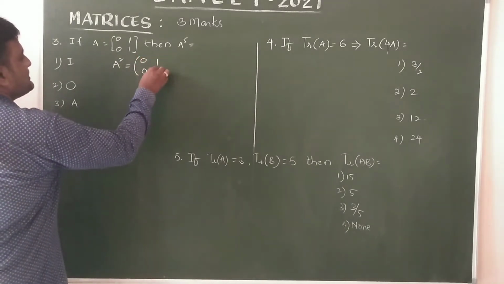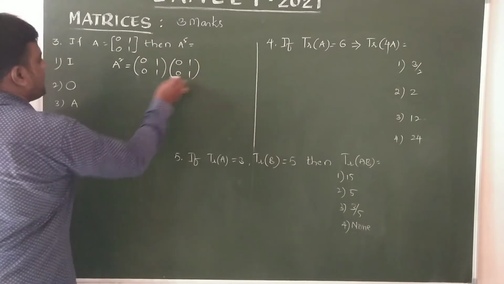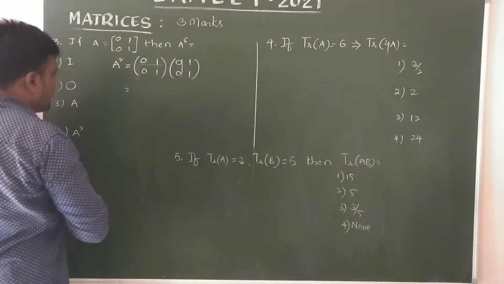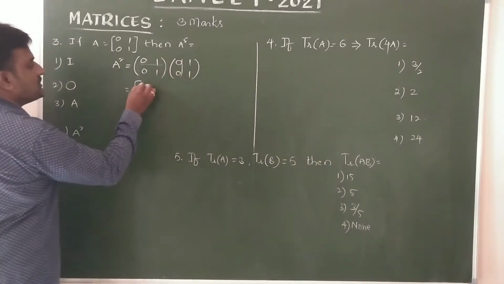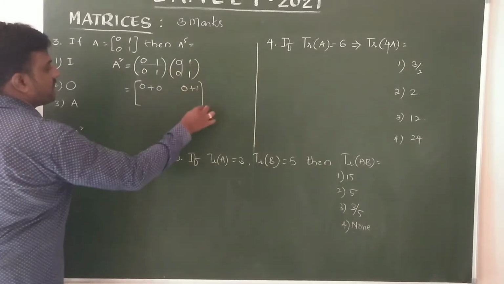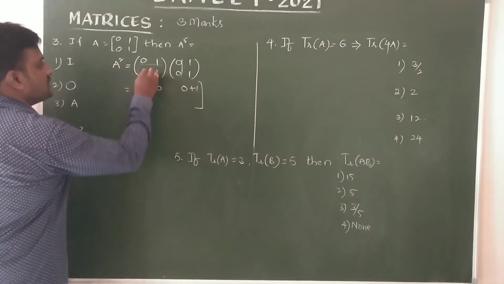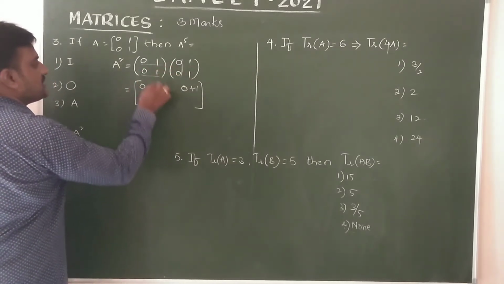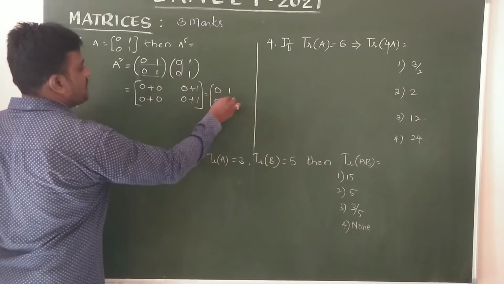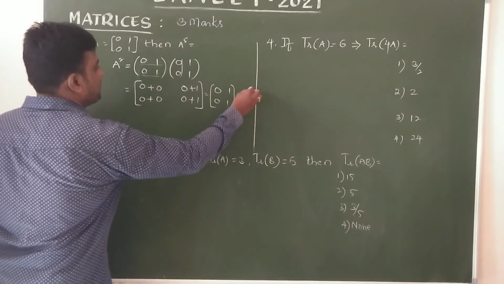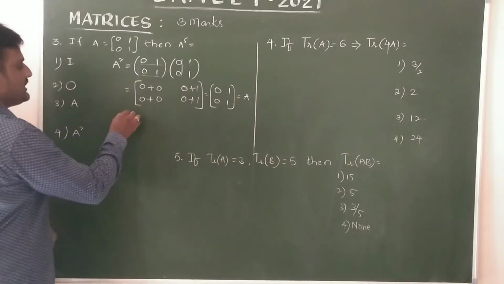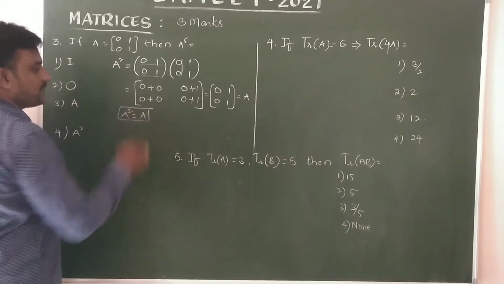A square equals 0 1 0 1 into 0 1 0 1. Okay, clearly we have row into column, yes or no? Row into columns, row into columns. Now here 0 into 0 is 0, 1 into 0 is a 0, then 0 into 1 is a 0, 1 into 1 is a 1. Okay, and with the second row 0 into 0 is a 0, 1 into 0 is a 0, 0 into 1 is a 0 plus 1 into 1 is a 1, then that equals 0 1 0 1. Okay, now definitely it should be A. Clearly we have A square equals to A.